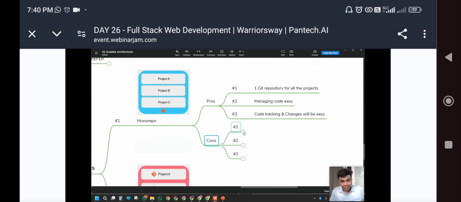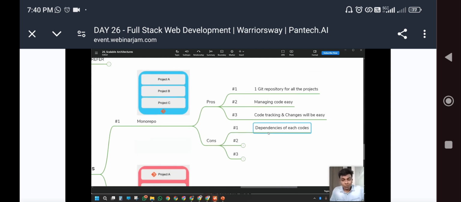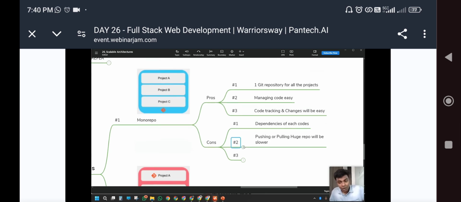And while talking about the cons, the first one is dependencies of each code. You just imagine, since everything is present in a single repository, as we have already discussed, each code's dependencies might be different. A code might require a different version, or might require a different thing. So likewise, the dependencies of each code are going to be different. That is point number one.